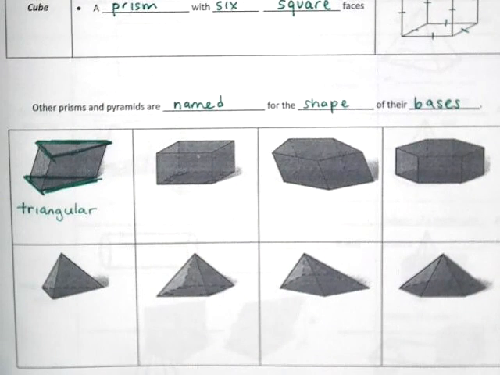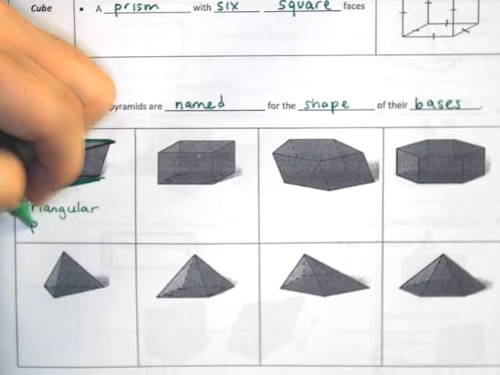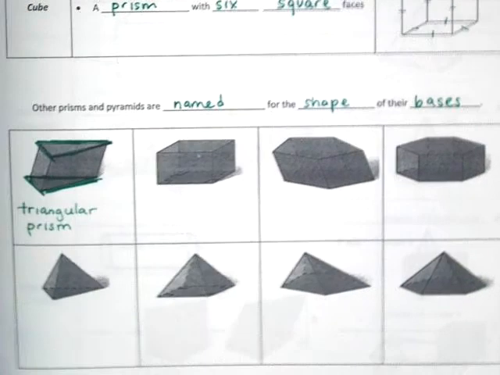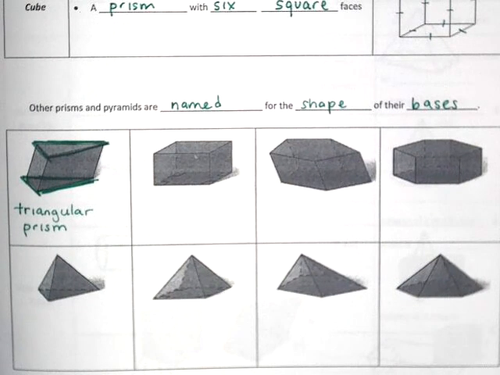And then the next word is really just going to be what shape it was. Is this a prism or a pyramid? Well, hopefully we notice that because there are two bases, this is a prism. All right? Moving on to the next picture.